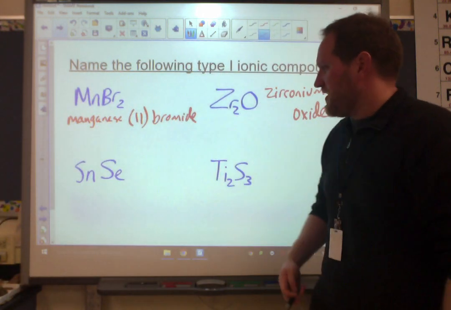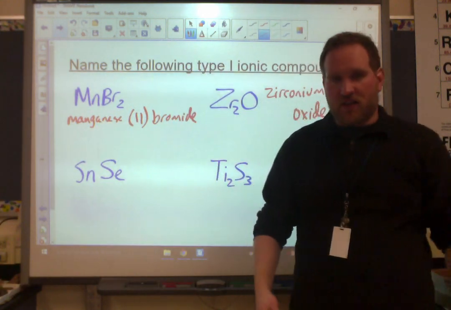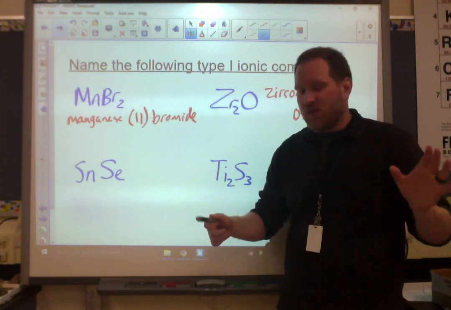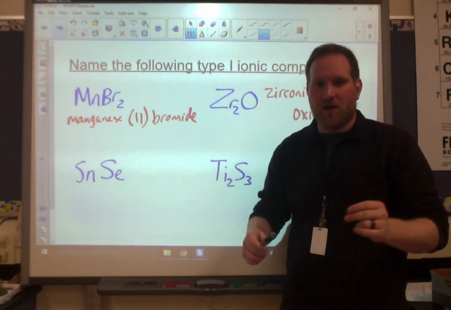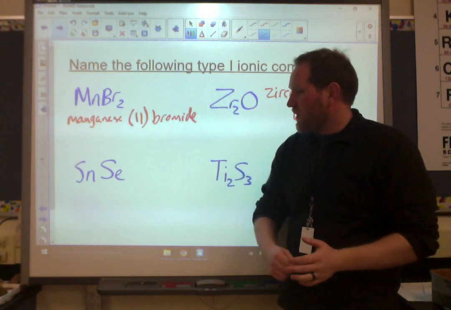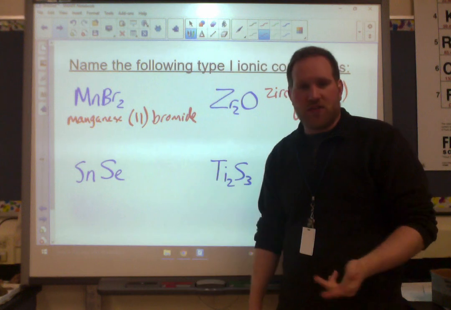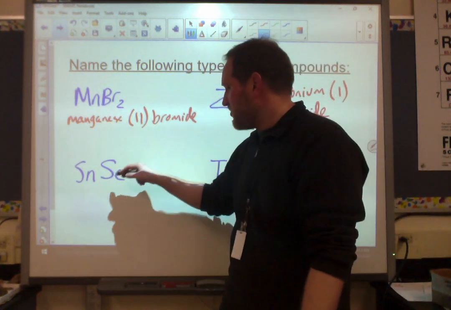SnSe. Sn is tin, just like lead. It's right above lead. It's not always 4 plus or 4 minus. It's a transition metal. So Se is selenium, which is 2 minus. So that tin must be 2 plus. Simple as that. Tin(2) selenide.